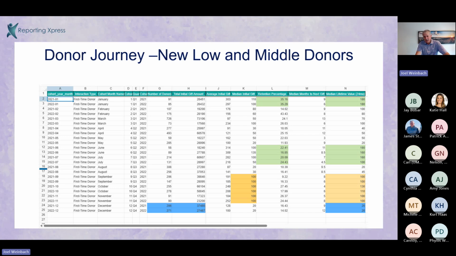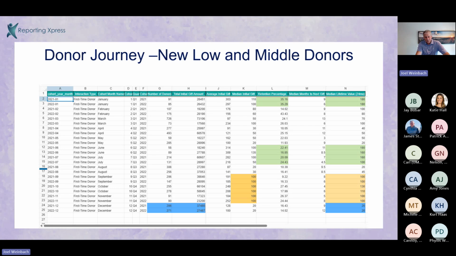Retained means they actually made another gift the following year. But on average, they also made another gift in that same year. So those donors, their median lifetime value over 2 years was $180. Compare that to some of these other time periods.